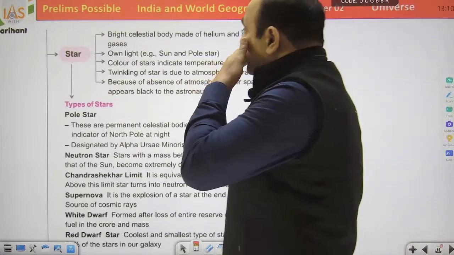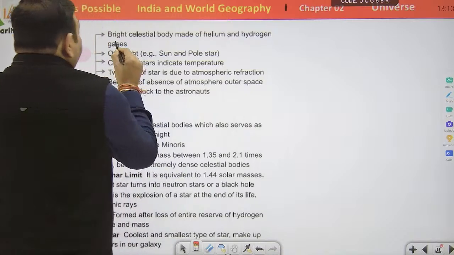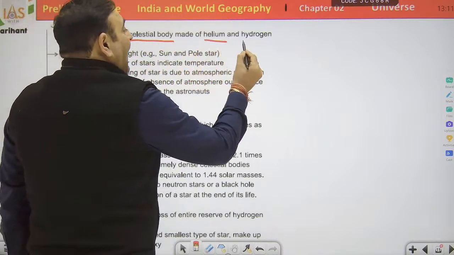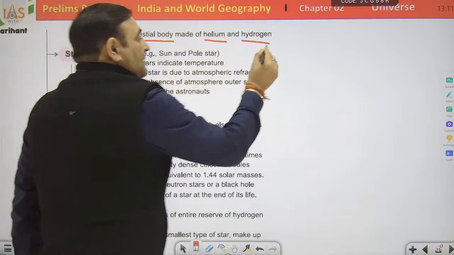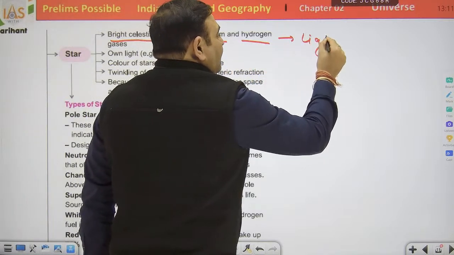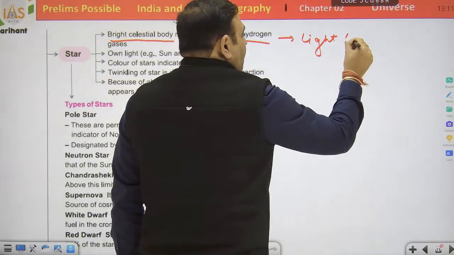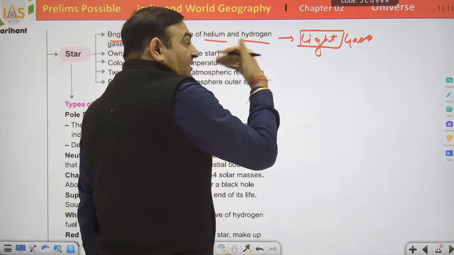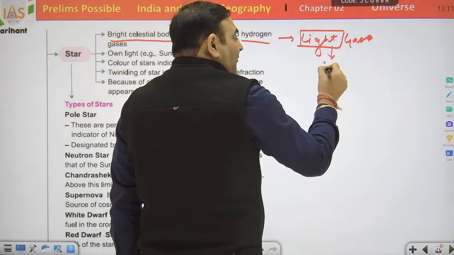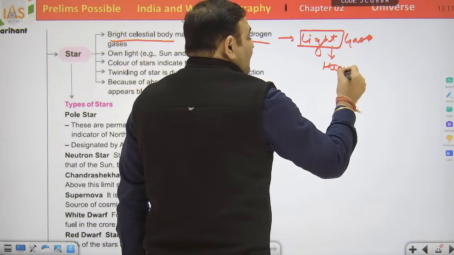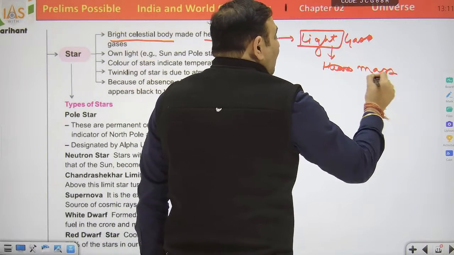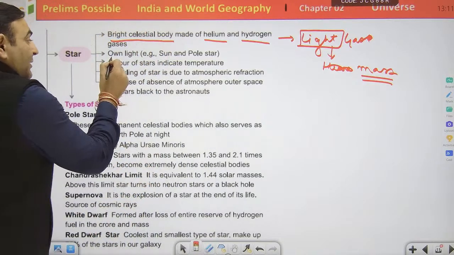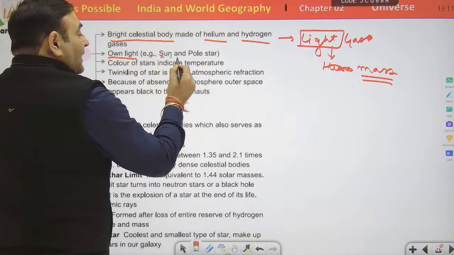Clear? So, what are stars? They are bright celestial bodies made up of helium and hydrogen gases, the lighter gases. Light here does not mean visible; it is in the sense of heaviness, the mass. The atomic mass of helium and hydrogen is very low. Stars emit their own light, for example, the sun and the pole star.